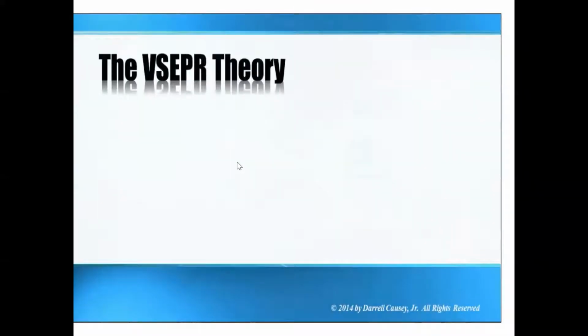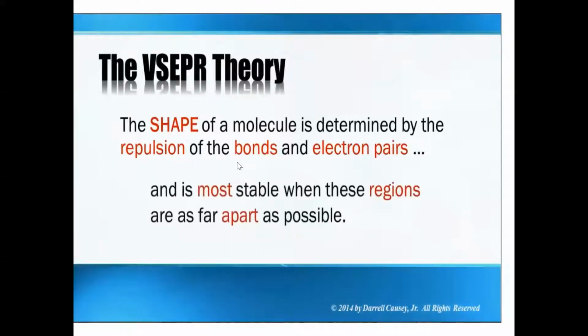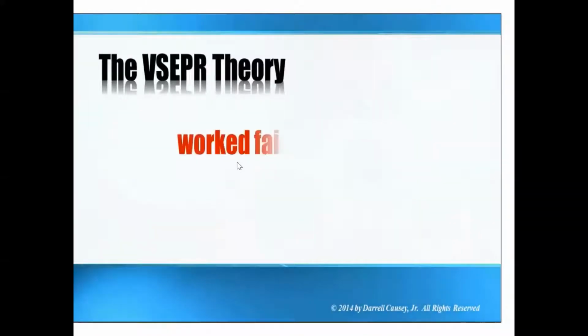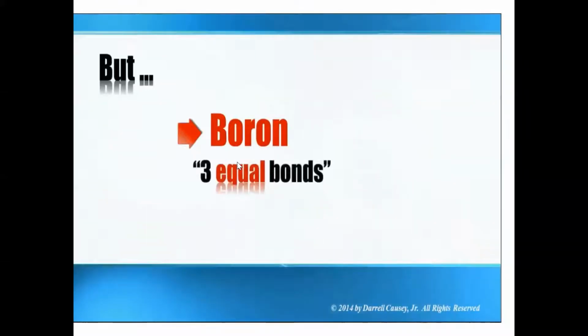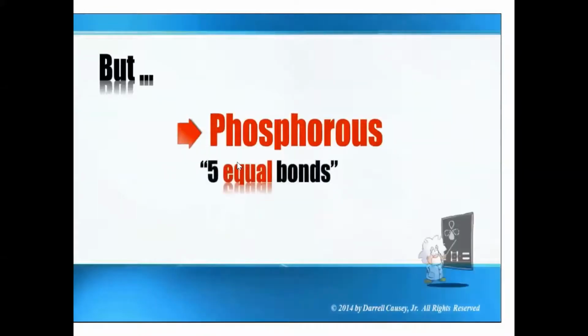Alright, if you remember, the Vesper theory told us that the shape of a molecule was determined by the repulsion of the bonds and the electron pairs, or the electron regions, and it would be most stable when these regions were as far apart as possible. And this worked fairly well, but it couldn't explain why boron had 3 equal bonds, or why carbon had 4 equal bonds, or even why phosphorus could form 5 equal bonds, or the fact that it could do 5 bonds when we know it's supposed to be 3.